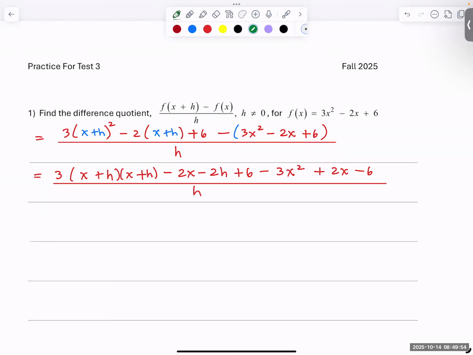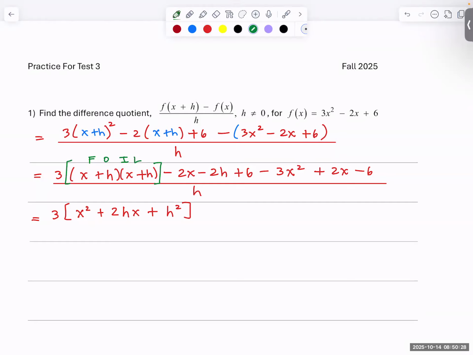So now let's hold the 3 and do the FOIL inside of these square brackets. So holding the distributive property on 3, we get x squared. The outer product is 1hx. The inner product is also 1hx. So that's plus 2hx plus h squared.